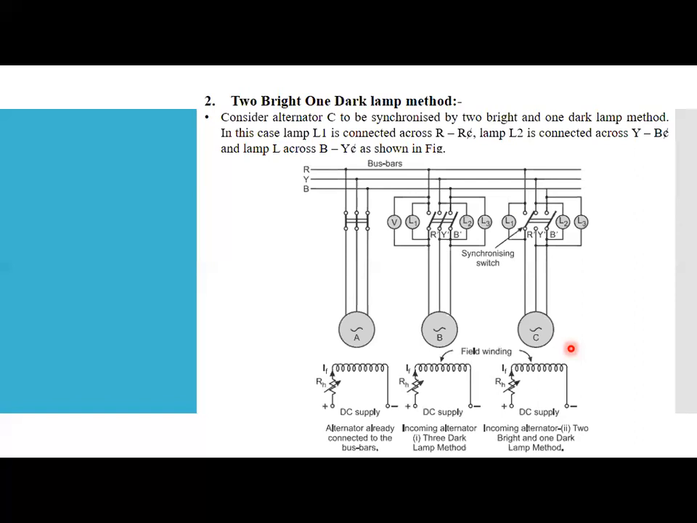L2 dark, L1, L3 bright. L1 dark. L1 is dark. Why? See, it is connected in the same manner here. You can see it is connected between R and R dash. But my L2 is connected between Y and B dash. So there is some voltage.